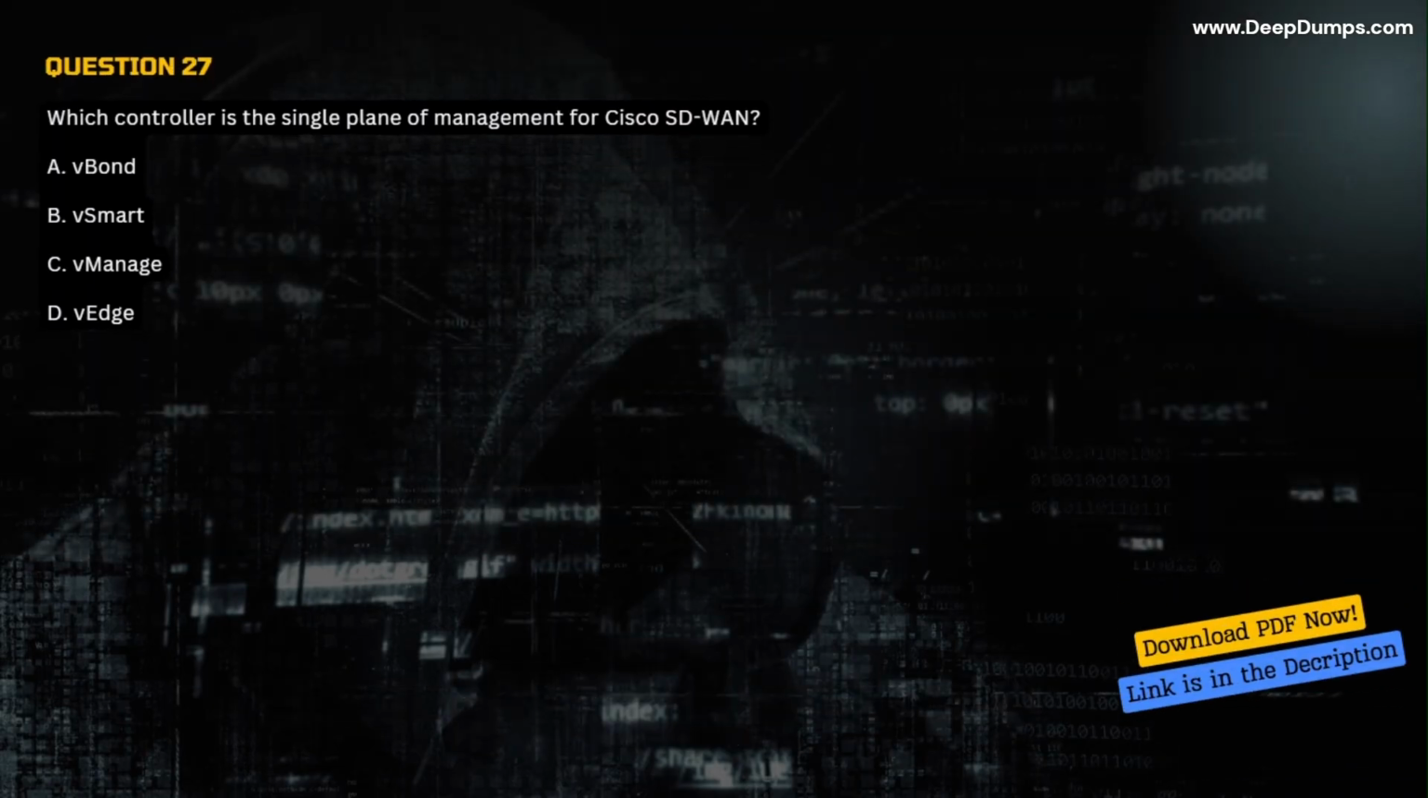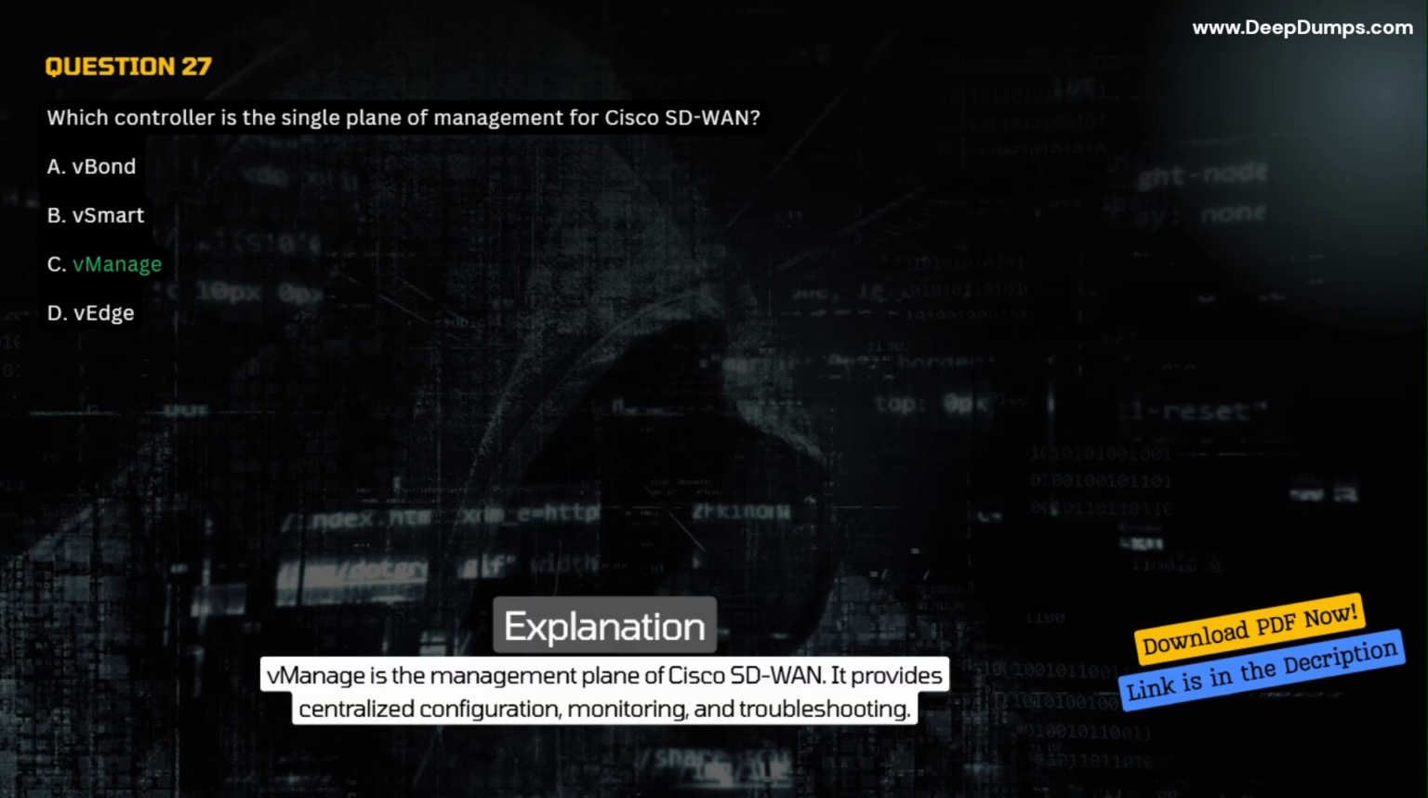Question 27. Which controller is the single plane of management for Cisco SD-WAN? A. vBond. B. vSmart. C. vManage. D. vEdge. Correct answer, C. vManage. Explanation. vManage is the management plane of Cisco SD-WAN. It provides centralized configuration, monitoring, and troubleshooting.